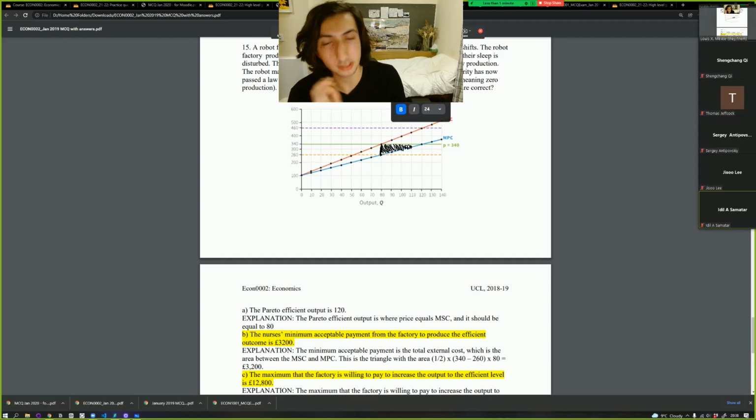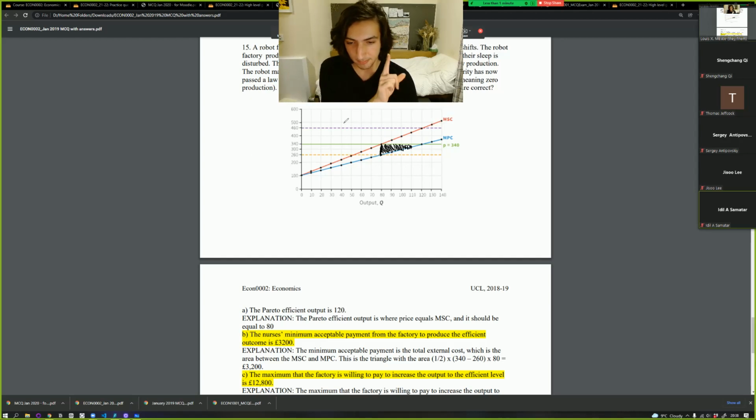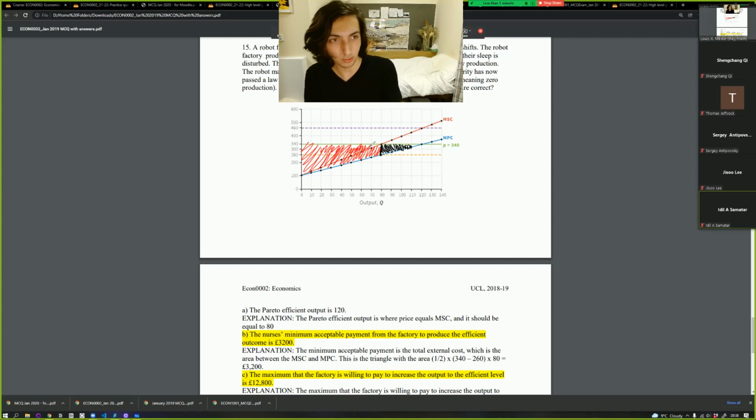Okay. Just know that. Then we want the maximum the factory is willing to pay. This is this entire area. Those are the 2 main things you need to know. Max payment and minimum acceptable offer are the red and black areas accordingly. So you've got that triangle there, and you've got the red rhombus over there. Rhombus, parallelogram, whatever.